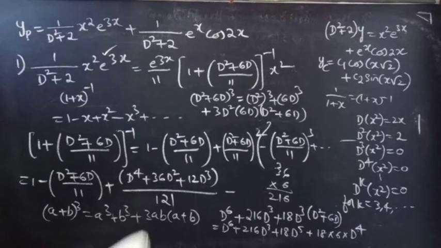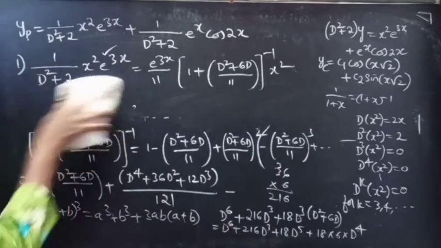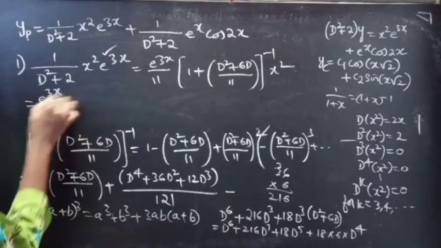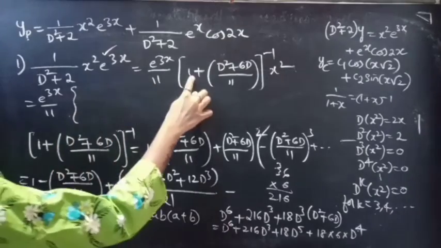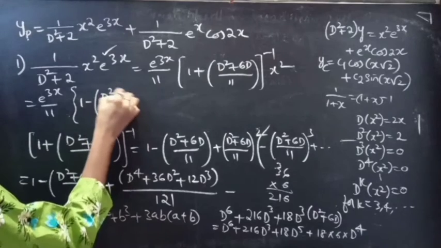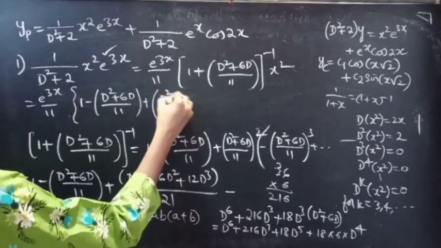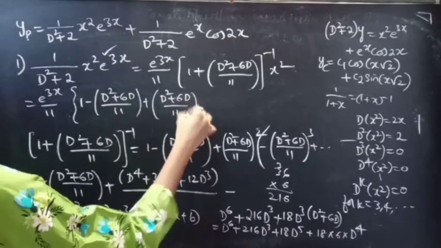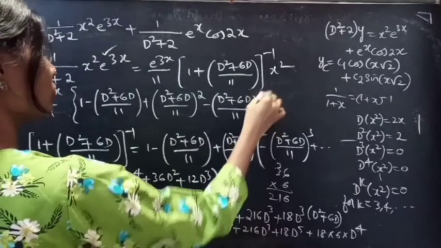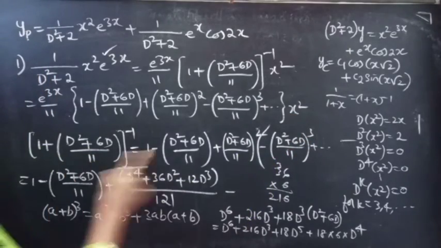Now coming to the problem, this becomes e power 3x by 11 into expansion of (1 plus x) whole inverse, which is 1 minus x plus x square minus x cube plus so on, into x square, okay. We just wrote this step.